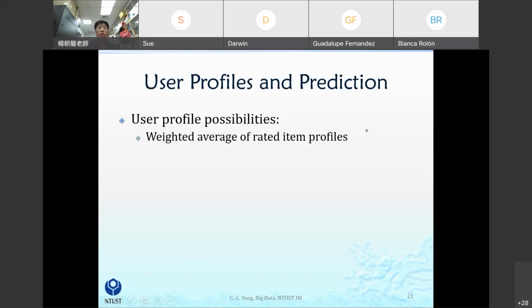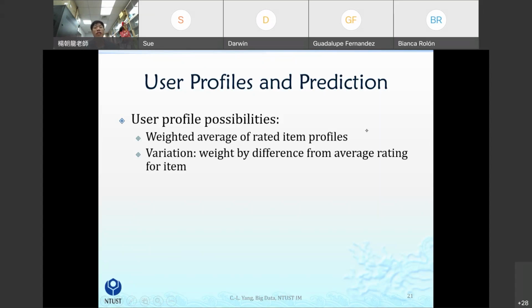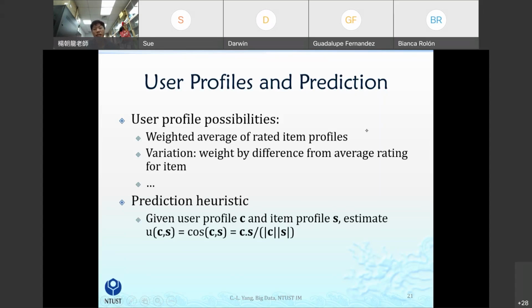And so for the user profile, we have the average rating for item profiles, and we want to know the variations, the weighting that differs from the average rating. Sometimes it's a common variation; I don't always rate 5 for everything, right? If I always rate 5 for everything, there's no variation. But sometimes I rate differently, so they want to calculate that.